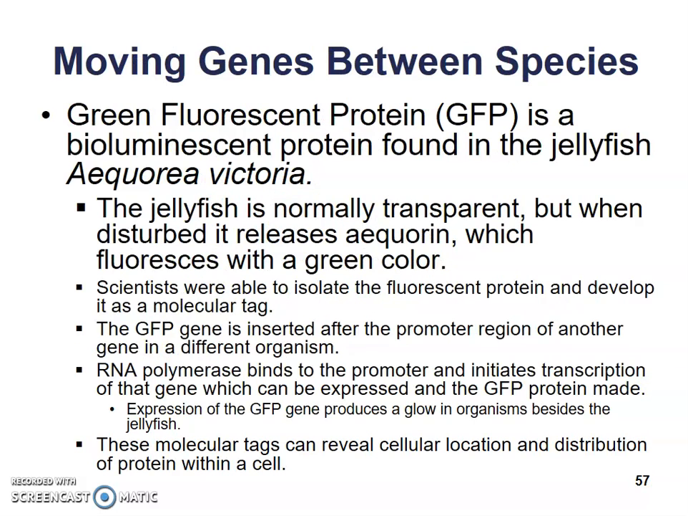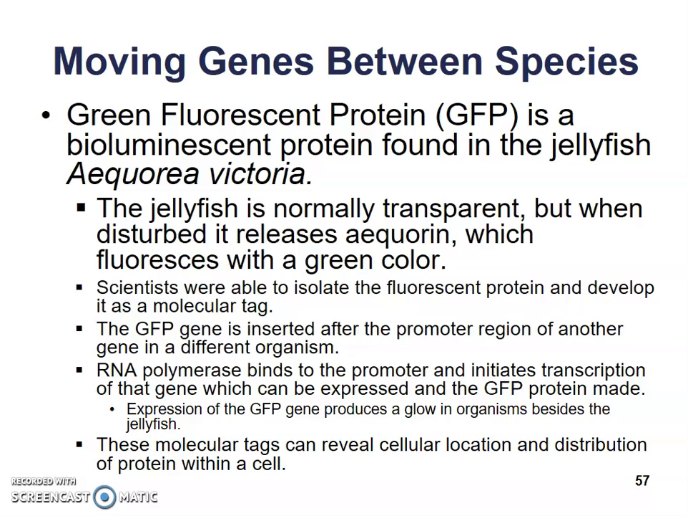So back to the jellyfish. The green fluorescent protein, or GFP, is a bioluminescent protein found in jellyfish. Basically, it's what makes them glow. The jellyfish is normally transparent, but when it is disturbed, it releases aequorin, I think I said that right, which glows a green color. Scientists were able to isolate the fluorescent protein and develop it as a molecular tag. So they can basically put it into another organism so that they can easily track it.